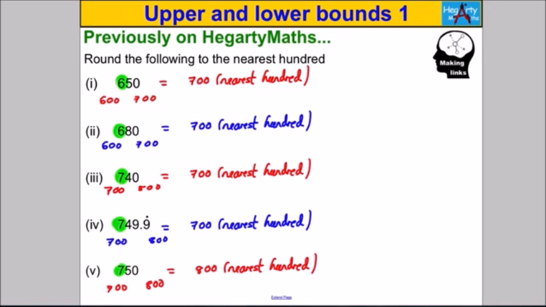Okay, you should have got the following answers. The first one rounded to 700, the next one 700, the next one 700, the next one 700, and the last one, because it was a 5, it rounds up to 800. I'm going to come back to ask you to spot a pattern with that later.